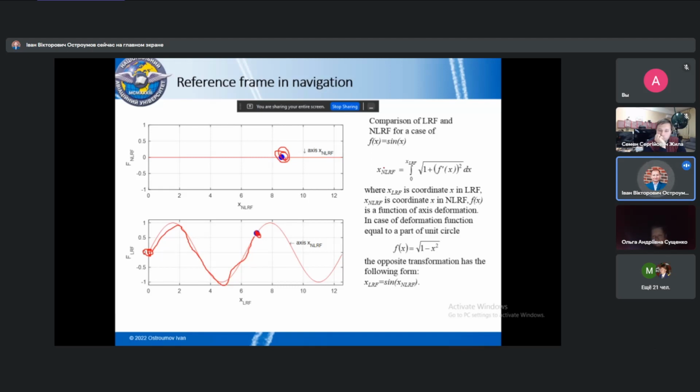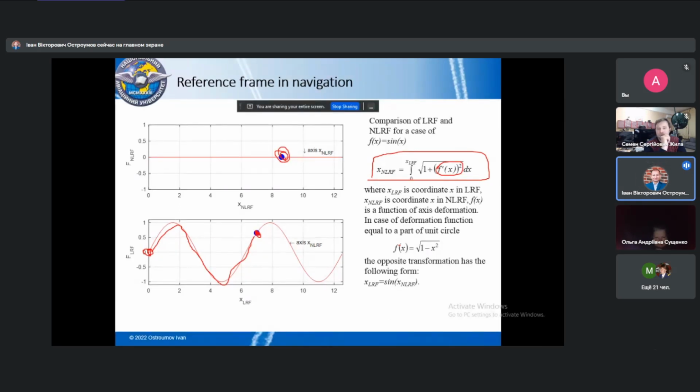That's why we can apply a transformation function from linear to non-linear reference frame, and based on this function we can find the way for direct and opposite transformation. For example, if we have sine or cosine, it will be one formula for transformation. If it is a circular form, it can be another one, as an example.